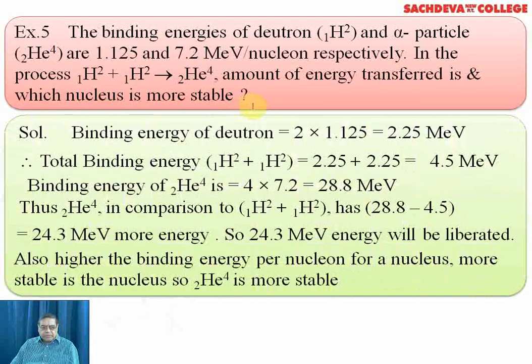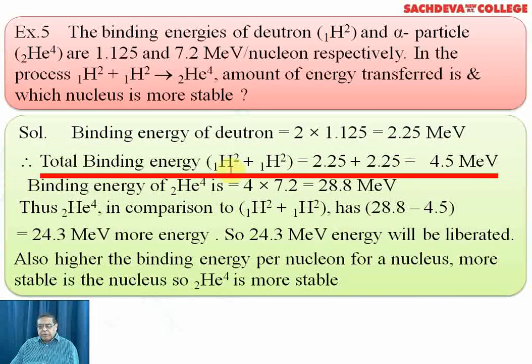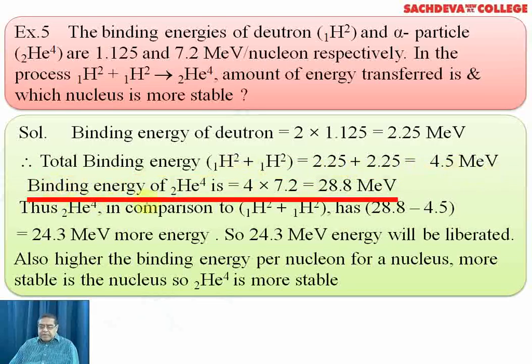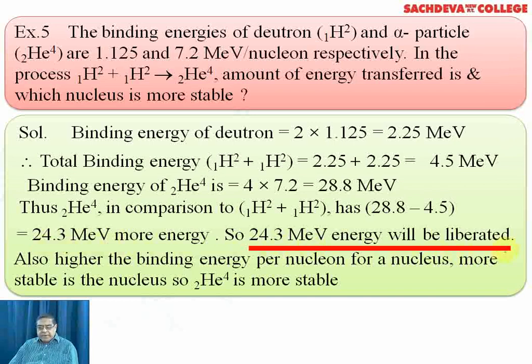nucleus is more stable. Well, the binding energy of deuterium is given, so we multiply the number by 2, it becomes 2.25. Total binding energy will be 2.25 plus 2.25, which comes to 4.5. Binding energy of helium nucleus is 4 multiplied by 7.2, because it is given in the question, it becomes 28.8. Helium in comparison to 1H2 and 1H2 has 28.8 minus 4.5 energy, that is 24.3 MeV more energy. So 24.3 MeV energy will be liberated.